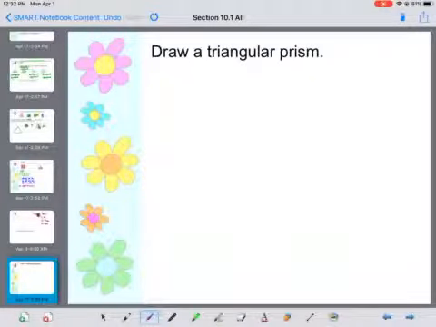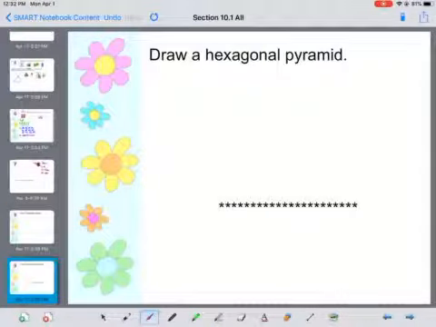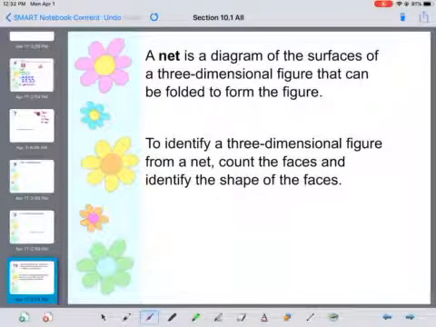Hi students, welcome back. So at some point I'm going to teach you how to draw prisms and pyramids. Not in a video though, I'll do that in class. So remind me in class if I forget.